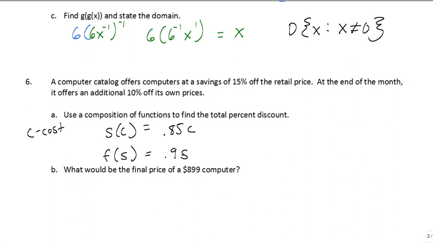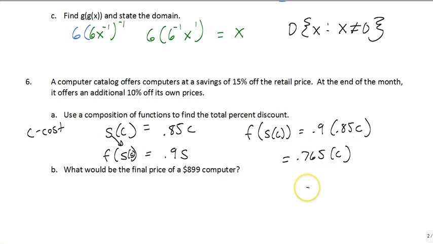Okay? So we're going to want to input this into here and see what happens. So, my final price with regard to C is going to be 0.9 times 0.85 C, which means that it's 0.765 times the cost. So, in essence, you're getting about what, 23.5% off. It's not 25%. A lot of you guys think that you just add the percents together. No, because we're taking the second discount off of the sale price, so it's less.